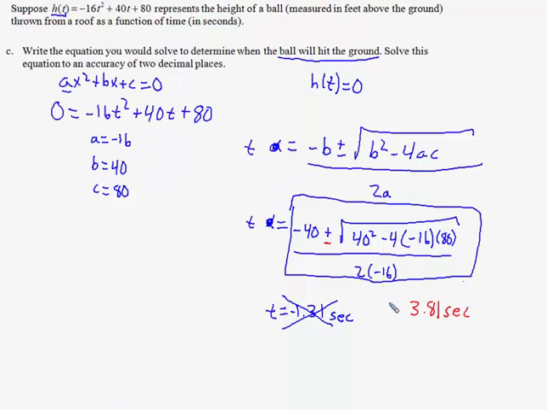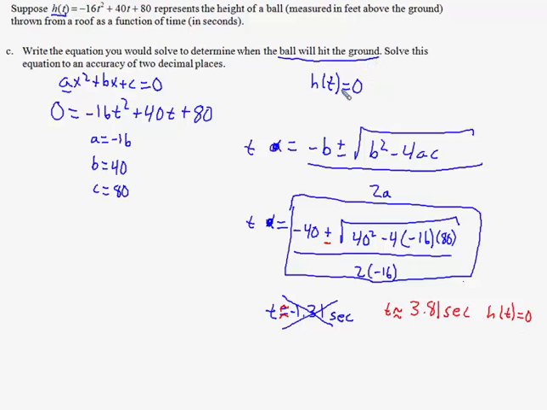If you want, that is the t value. So t is approximately, I should be using approximately because I'm rounding. So the approximate solution to 2 decimal places is after 3.81 seconds, the ball will be 0 feet above the ground. This is when h of t would be 0. So 0 feet above the ground is just another way of saying that the ball hit the ground.